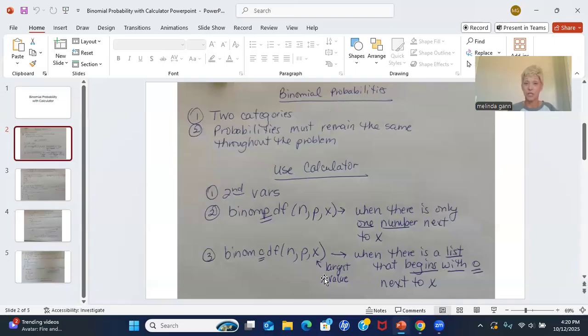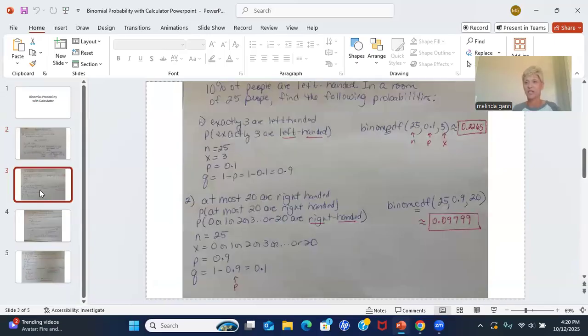So we're going to work some problems to show you what's happening. Look at this particular problem. This is actually a true statement. 10% of people, the general population at large, are left-handed. So in a room of 25 people, find the following probabilities. The first one says, find the probability that exactly 3 are left-handed. So notice what I have to see. I've got to see a P, and then in the parenthesis what you're trying to find the probability of. So that's why it says exactly 3 are left-handed.